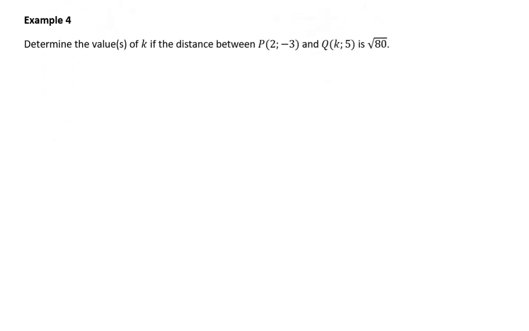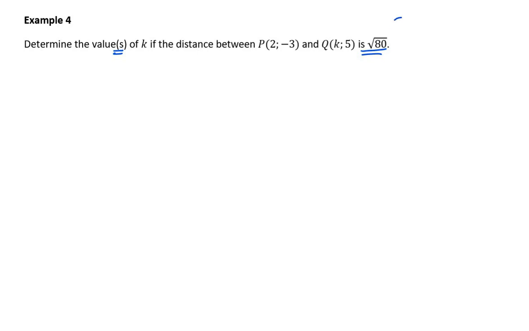Okay, now a more difficult distance question. Determine the value or values. Now whenever they say that, it makes me think there definitely is going to be more than one, of k if the distance between P, which is 2, negative 3, and Q, which is k, 5, is root 80.